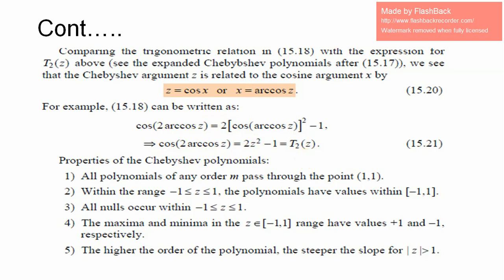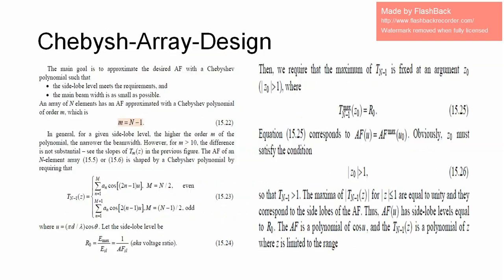and from that, all polynomials of any order m pass through the point (1, 1). Within the range starting from -1 to 1, the polynomial has values also within -1 to 1, then all nulls occur within the range of z greater than or equal to -1 and less than or equal to 1. Then the maximum and minimum lie in the range of -1 to 1. The higher the order of the polynomial, the steeper the slope for the magnitude of z greater than 1.